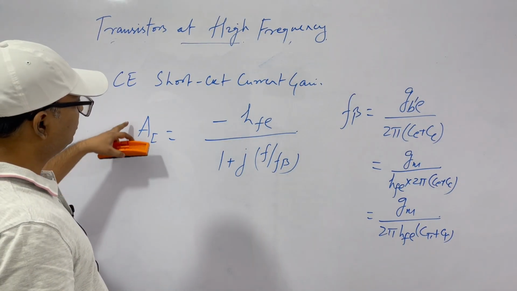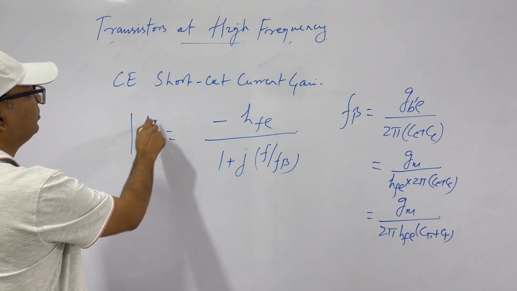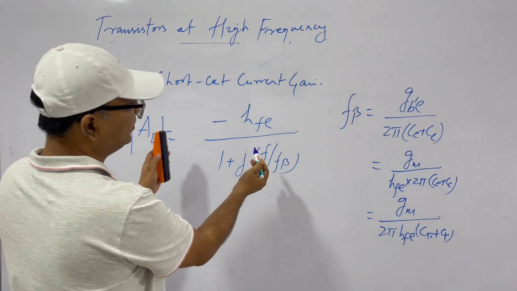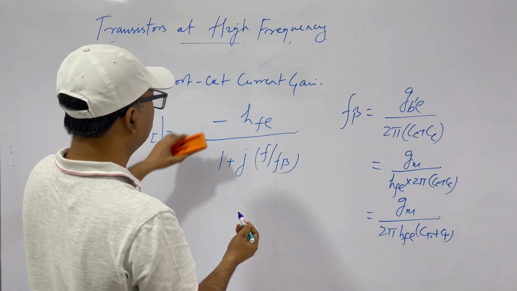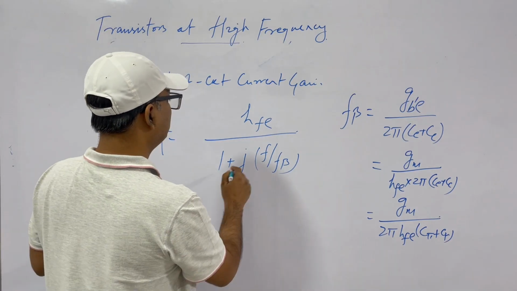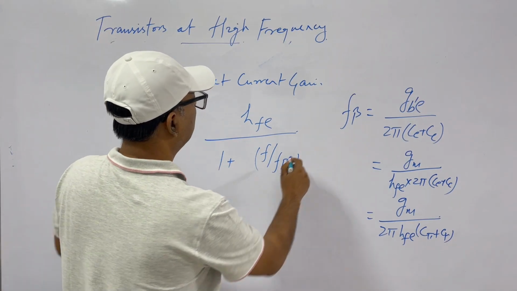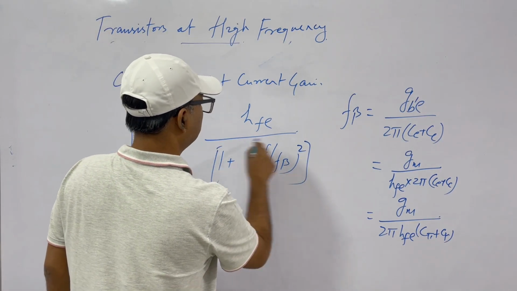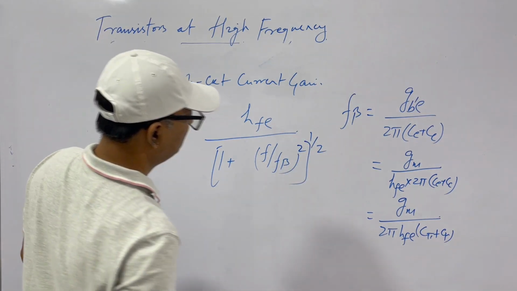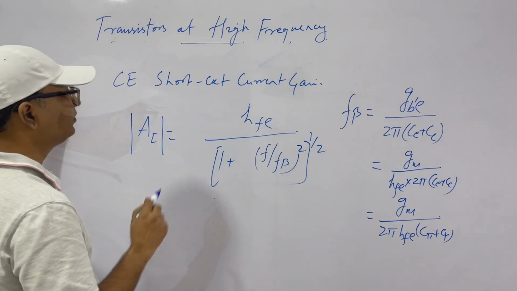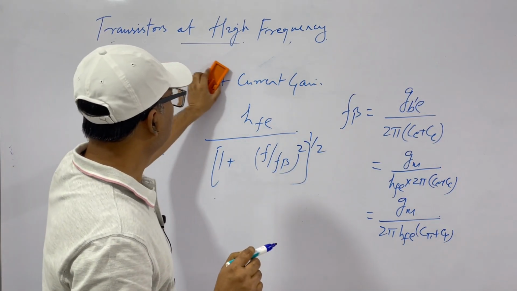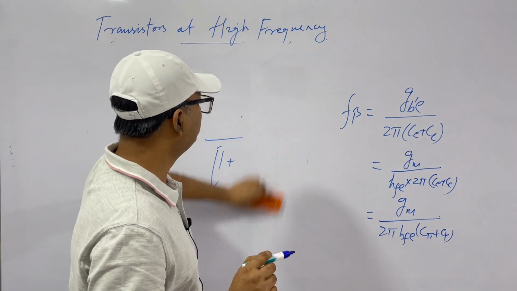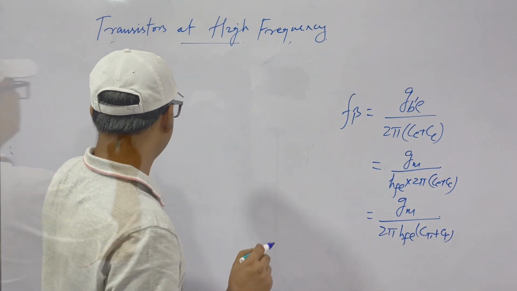Now if you take the mod of this value, that is the magnitude, since it has magnitude and direction. So if you take the magnitude, what will it be? This will be positive, and this will be square, and under root of this. We have one more expression that relates beta to HFE.